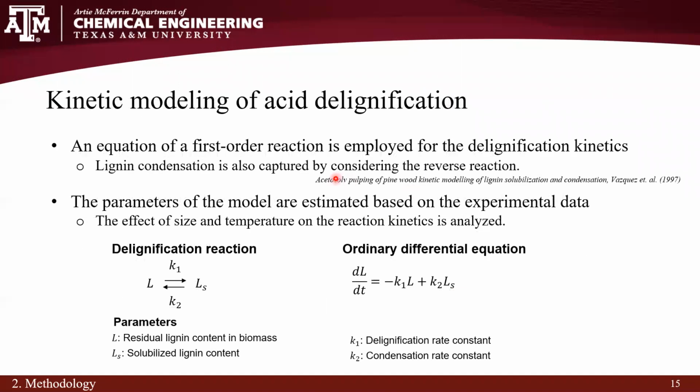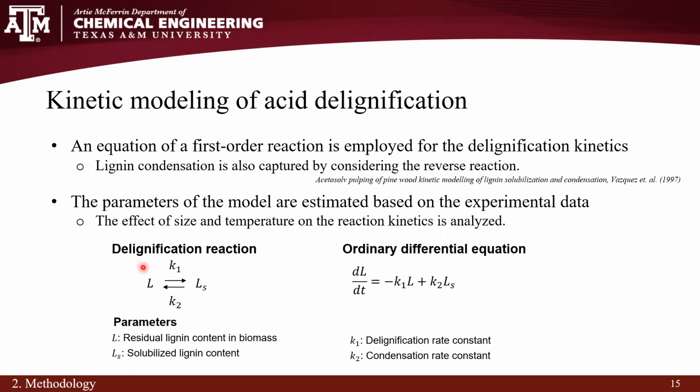And then a kinetic model is developed to describe this acid delignification. Specifically, an equation of a first-order reaction is employed for the delignification kinetics, where the lignin condensation is also captured by considering the reverse reaction. The parameters of the model are estimated based on the experimental data, and the effect of the biomass thickness and temperature on the reaction kinetics is analyzed.